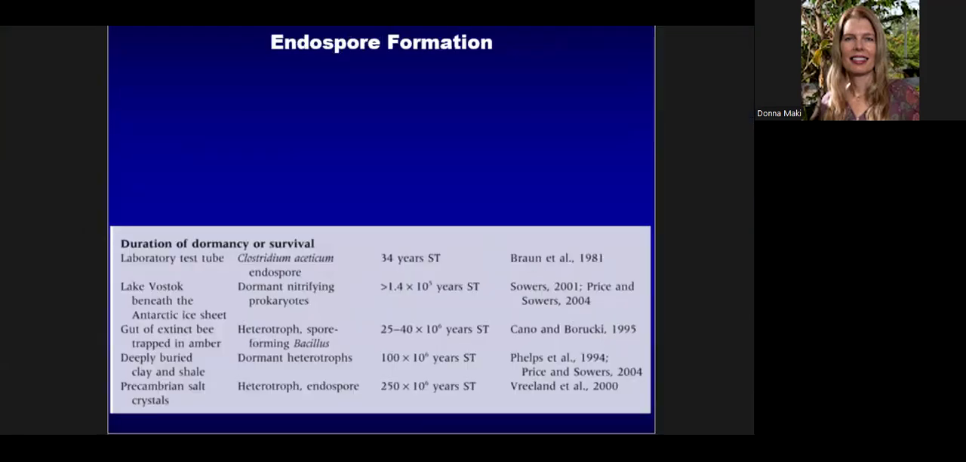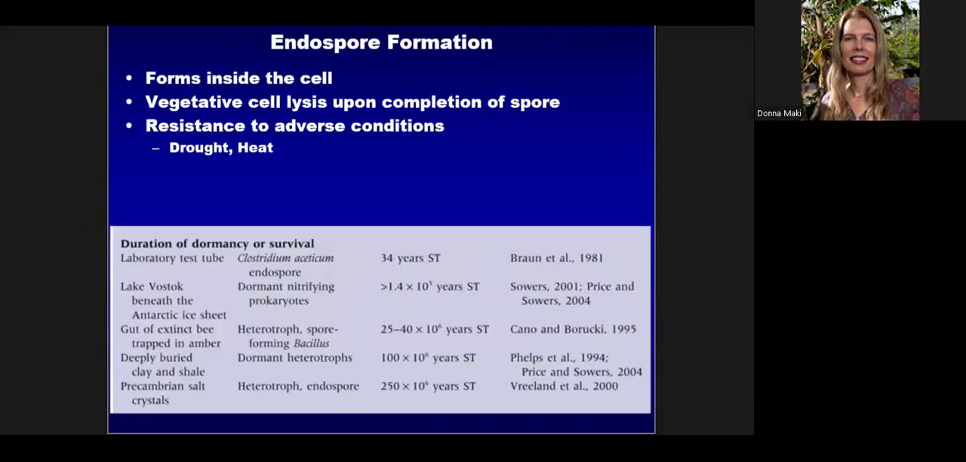Here. I was trying to come up with hard numbers and I couldn't remember the other time we talked, but this is from a table taken from a microbial ecology textbook. And ST stands for survival time.